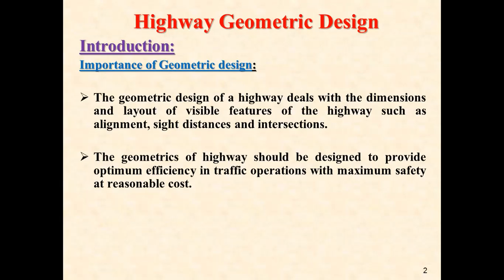If you do the geometric design properly, we can economize the total cost of the construction. We can avoid accidents as much as possible, and we can reduce the vehicle operation cost. So the geometric design influences the vehicle operation cost, the total cost of the construction, and the safety of the road users. That is how we reduce accidents. This happens once you properly design the geometrical elements, which we call geometric design.